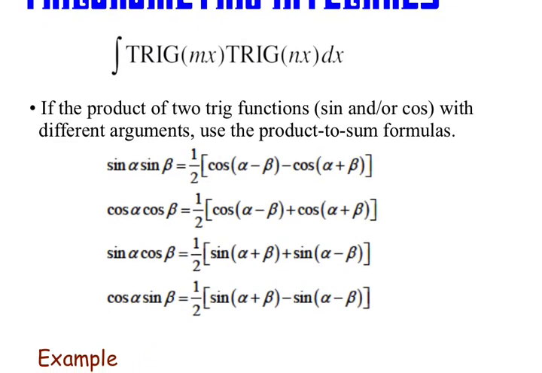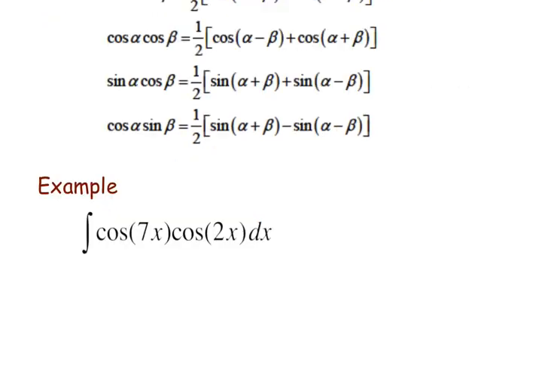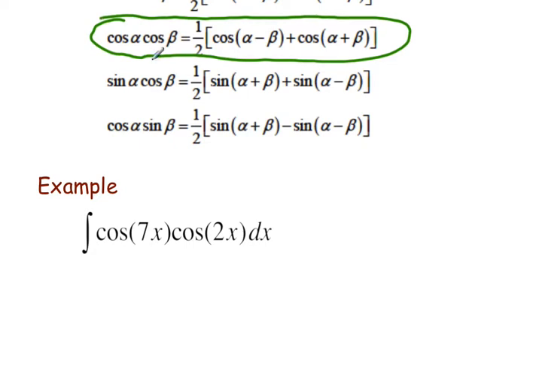In our example here, our example is going to be cosine of 7x times cosine of 2x. So we're going to find what product sum formula we need. We need the cosine times cosine, and here we go. And so the alpha is 7x and the beta is the 2x. So we just rewrite this with the product sum formula here. So first of all, there's a half in front. I'll pull the half out front of the whole integral.